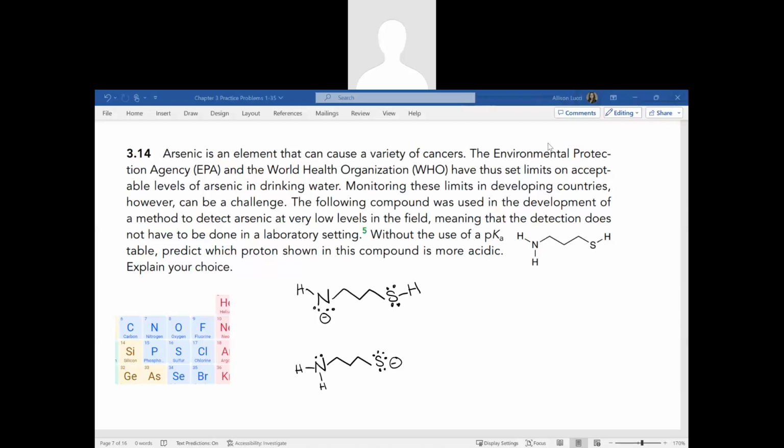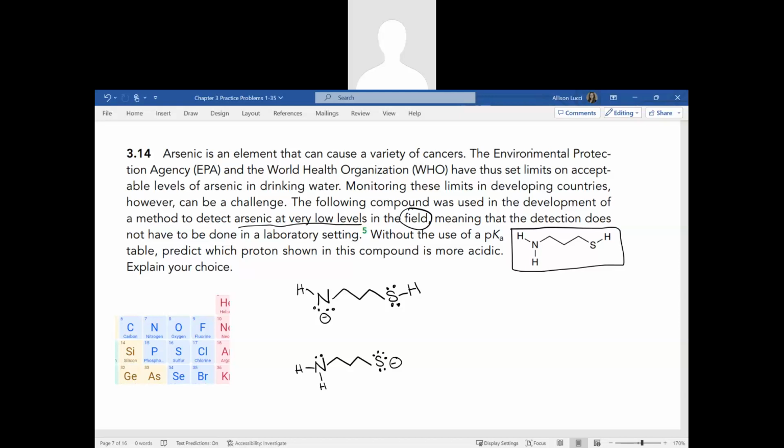In problem 14, we're told that arsenic is tested for in water supplies because it's known to cause cancers. So this compound given here, the structure that I just boxed in, has been developed to detect arsenic at very low levels. This means that this laboratory testing can be done right in the field at the water source instead of bringing samples back to a laboratory.